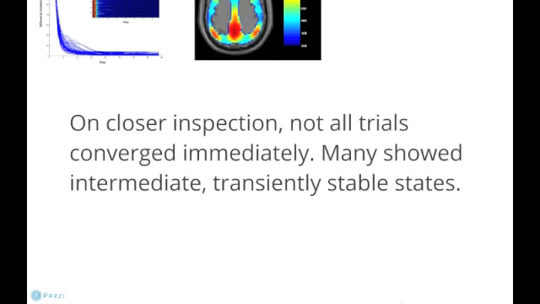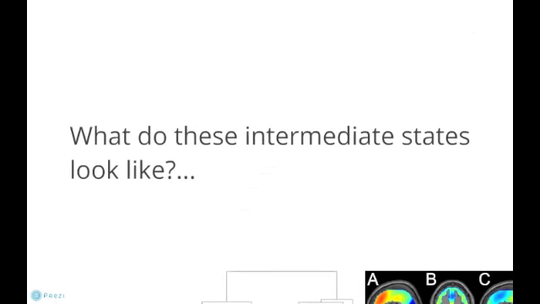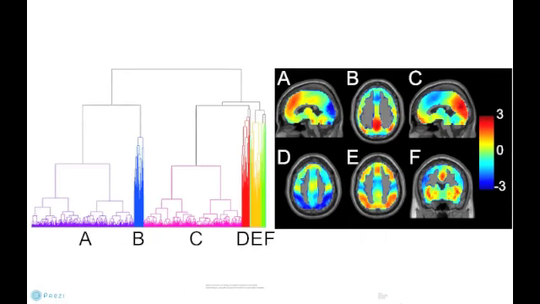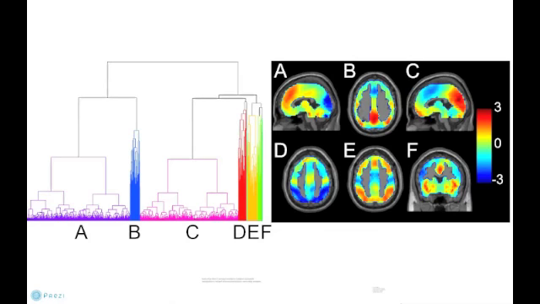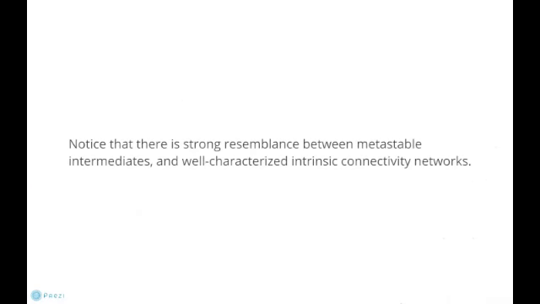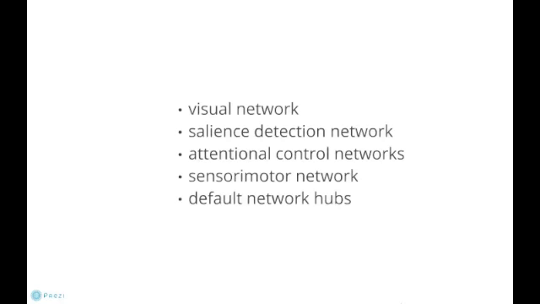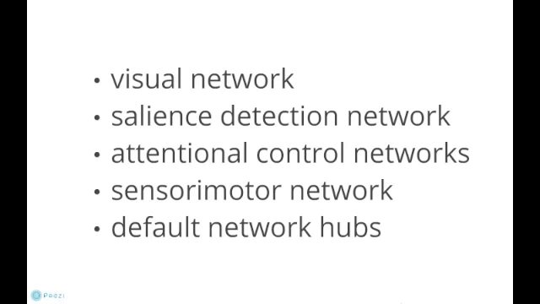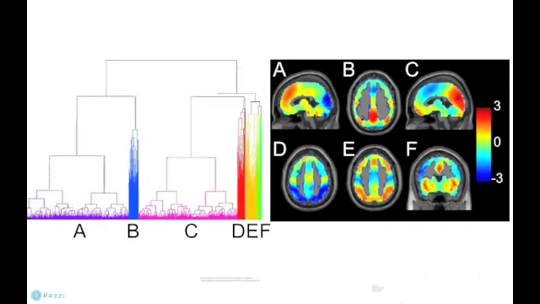On closer inspection, not all of the trials converged immediately. Many of them showed an intermediate, transiently stable configuration. And so the logical question is, well, what do these intermediate states look like? And as it turns out, they look very similar to well-defined intrinsic connectivity networks, such as the visual network, the salience detection network, the attention control networks, the sensory motor network, and major hubs of the default mode network.